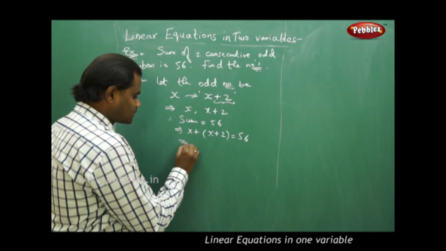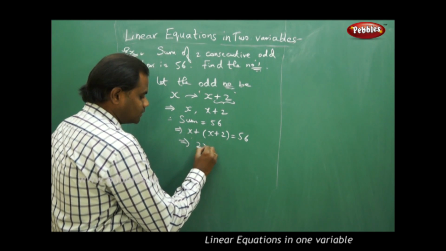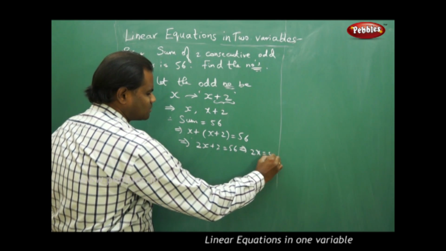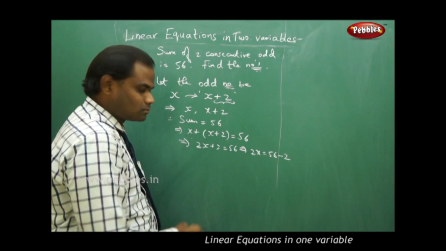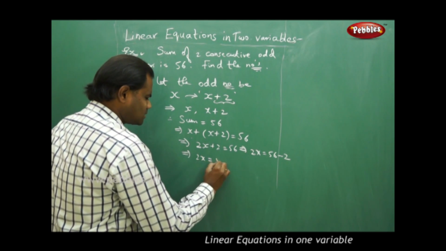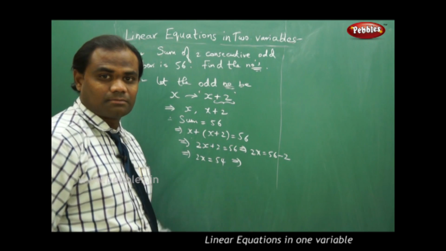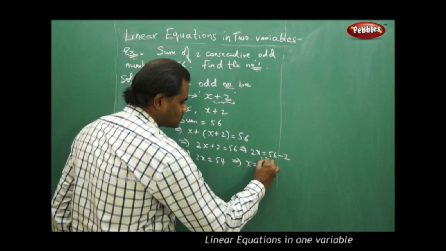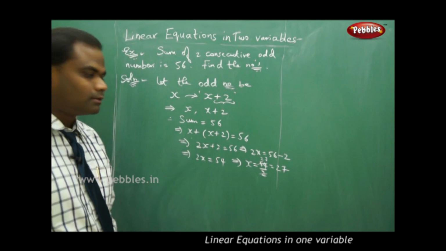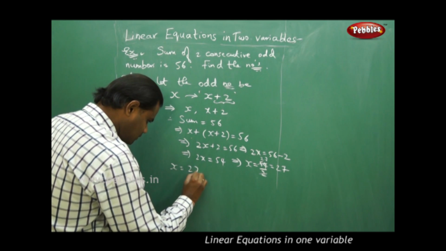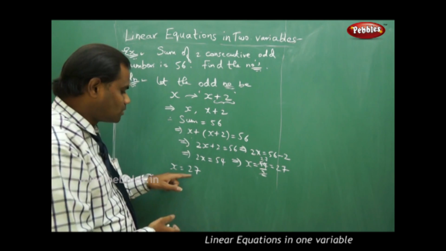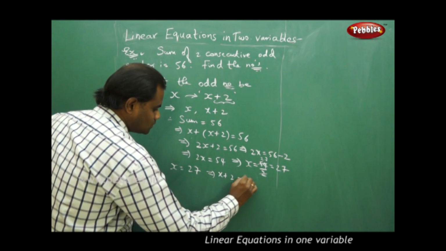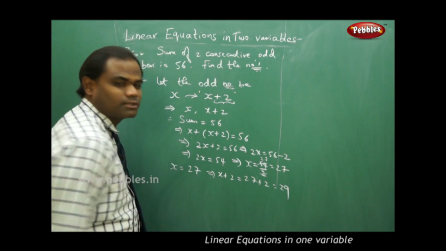Simplifying further, 2x plus 2 is 56, so 2x is 56 minus 2. That implies 2x is 54, and x is 54 divided by 2. This gives me 2 twos, 2 sevens, which is 27. Therefore, one of my odd numbers is 27. The next consecutive odd number for 27 would be 29. That implies x plus 2 is 27 plus 2, which is 29.